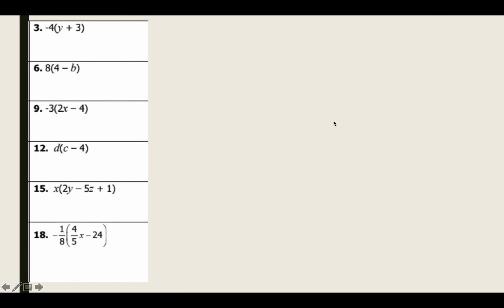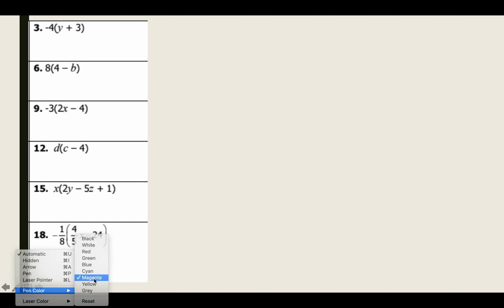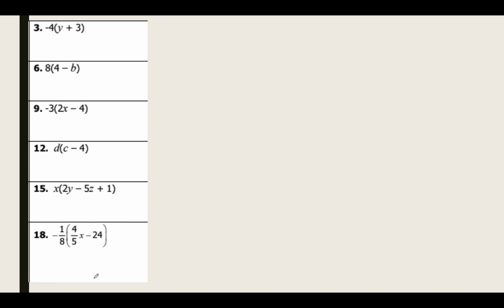All right, let's do a few tougher ones. So I want to do number 9. Negative 3 times 2x is going to be negative 6x. Negative 3 times negative 4 is going to be positive 12. Again, can't combine those guys because they're not like terms.